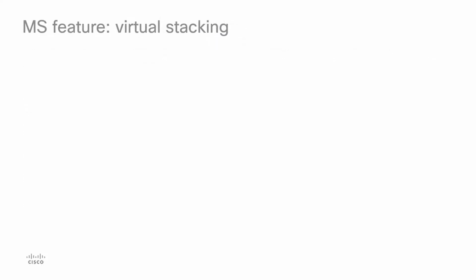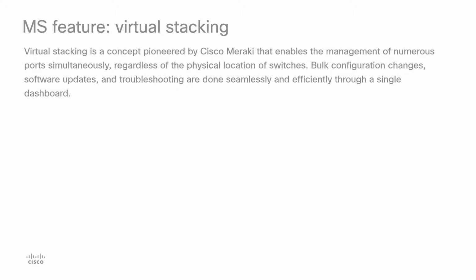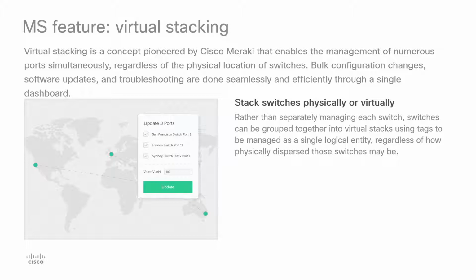Virtual stacking is a concept pioneered by Cisco Meraki. MS series switches can be treated as a virtual stack without requiring a physical connection and regardless of their location. This means that switches can be in different physical locations. For instance, you might have one switch in New York and another switch in California, and administrators in yet a third location have unprecedented visibility and manageability in all the ports of the virtual stack. This greatly simplifies management of large distributed networks.